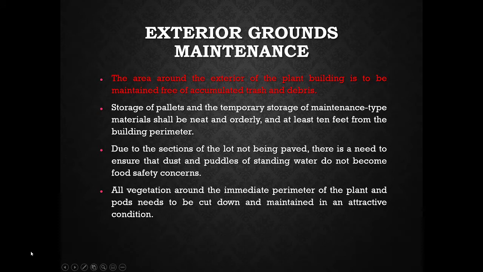Exterior grounds maintenance. The area around the exterior of the plant building is to be maintained free of accumulated trash and debris. Storage of pallets and the temporary storage of maintenance-type materials shall be neat and orderly and at least 10 feet from the building perimeter. Due to the sections of the lot not being paved, there is a need to ensure that dust and puddles of standing water do not become food safety concerns. All vegetation around the immediate perimeter of the plant and pods needs to be cut down and maintained in an attractive condition.